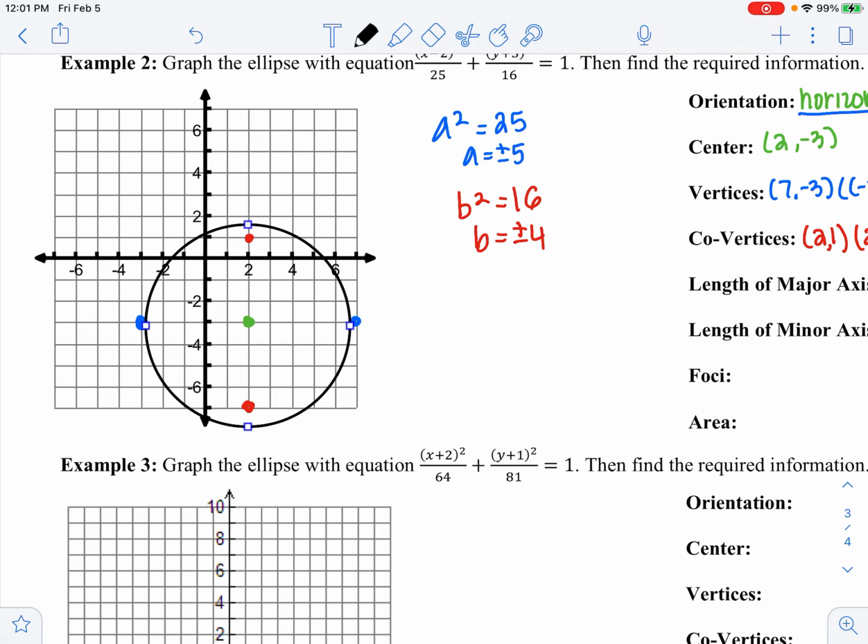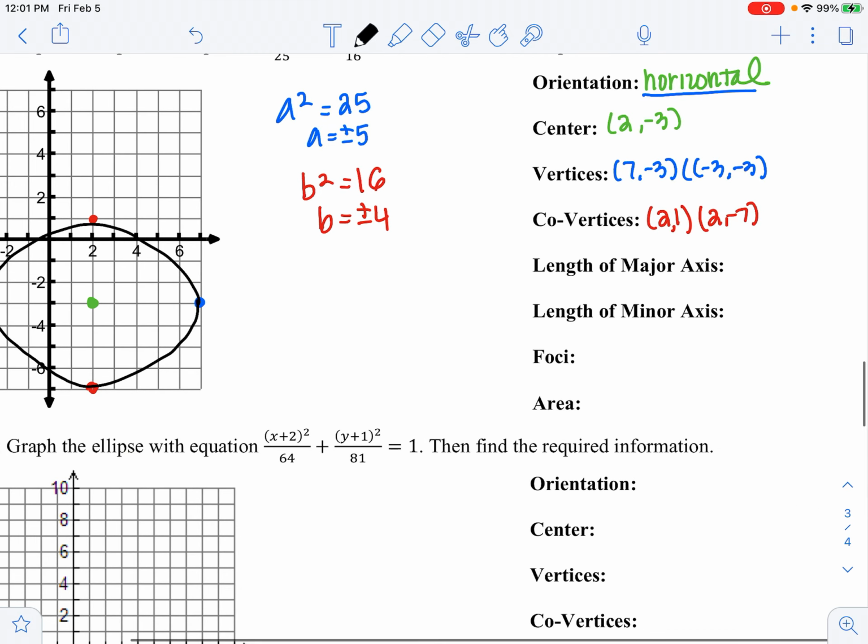See, that wanted to make it a circle, so I'm going to have to sketch that one myself, but I'll do a good job. Good enough, okay? All right, my major axis length is the longer axis. It's 2 times a, which is 10. 2 times b for the minor is 8.